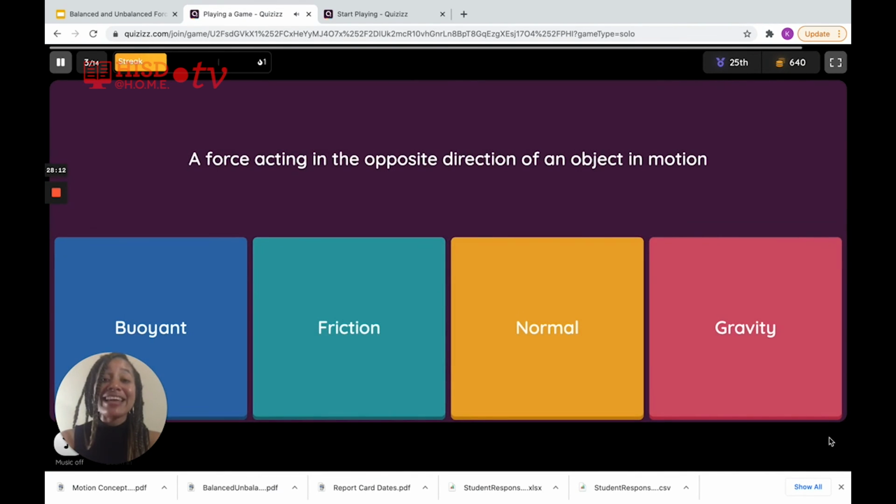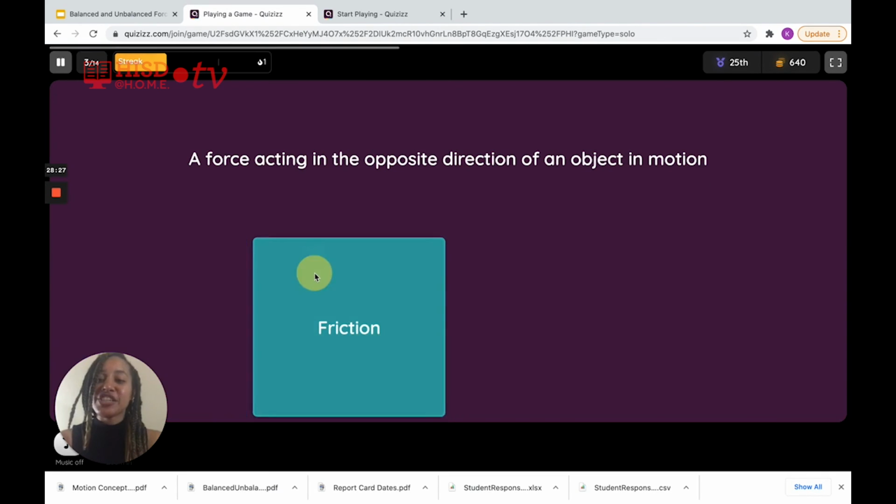A force acting in the opposite direction of an object. Yes, it is called friction.